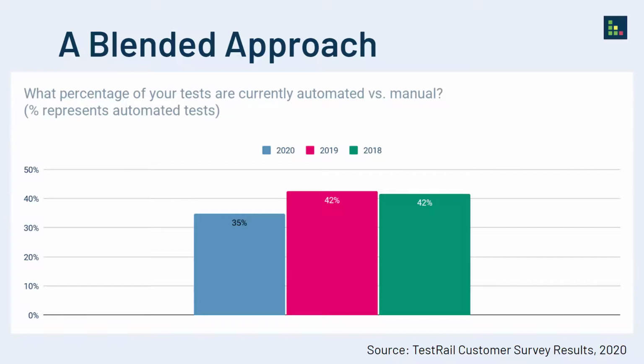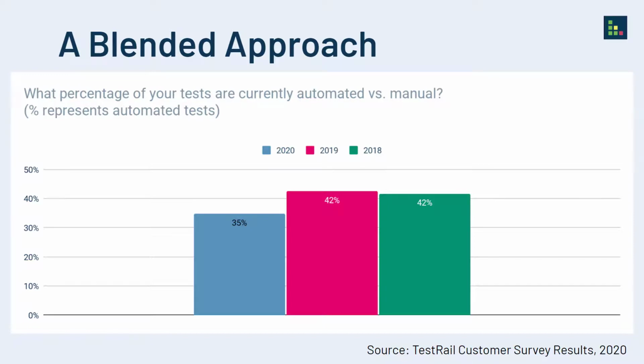You can see here some results from our most recent customer survey. We can see the kind of percentages that our customers are aiming for in terms of how many tests they want to automate. And we can also see that percentage hasn't changed a huge amount over the course of time as we've been doing those surveys.